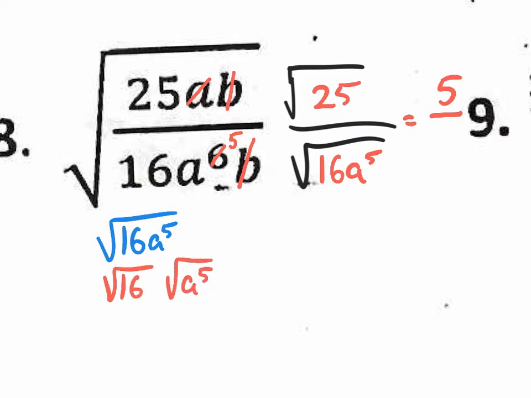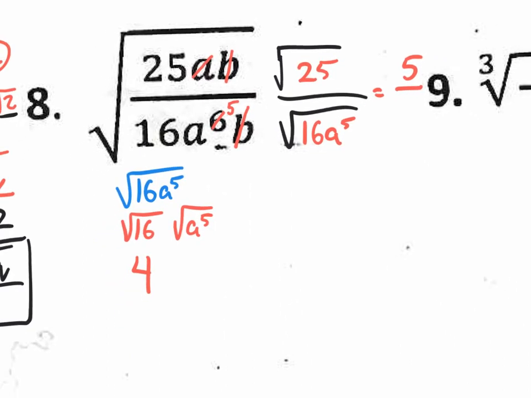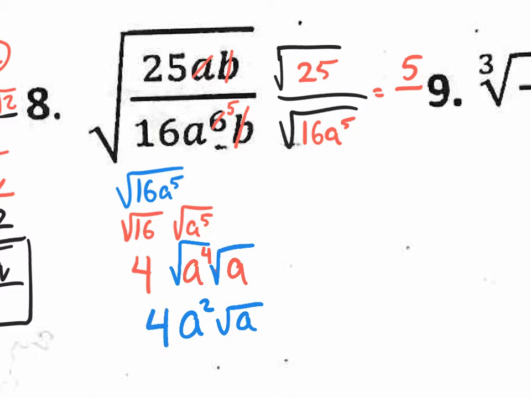Now the square root of 16 is 4, the nice beautiful number 4, but the square root of a to the 5th, I want it to be divisible by 2 because it's a square root. So I'm going to rewrite a to the 5th as a to the 4th times a to the 1. And then I'm going to split the root right there again. That way I could actually do the square root of a to the 4th, which is what? A to the 2nd, and then you have the square root of a that comes down. Let's not forget about the 4 that's out there in the front.